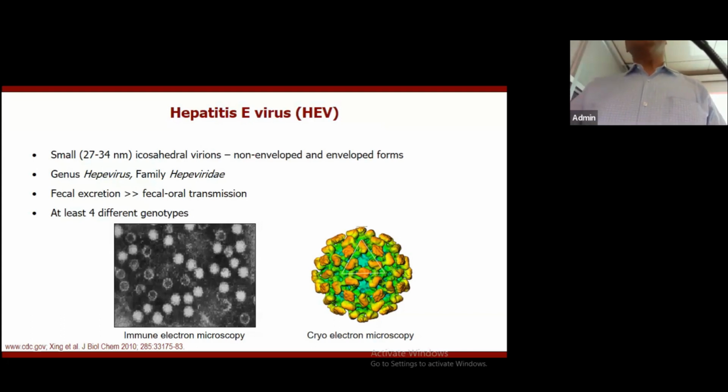So hepatitis E is a disease caused by infection with a virus, which is a small sized virus. The virions are icosahedral, and these exist in two forms. Most viruses are either enveloped or non-enveloped, but hepatitis E virus exists in both the forms. And this virus is excreted in the stool of those who are infected, and then it enters the body of the next host by the oral route, so the so-called fecal-oral transmission. And there are at least 4 different genotypes, and that becomes important when we talk of pregnancy.